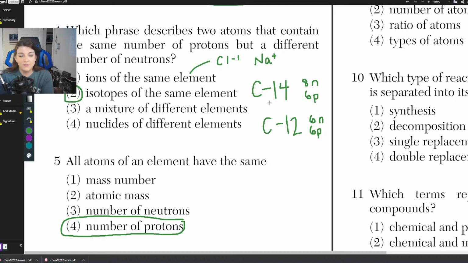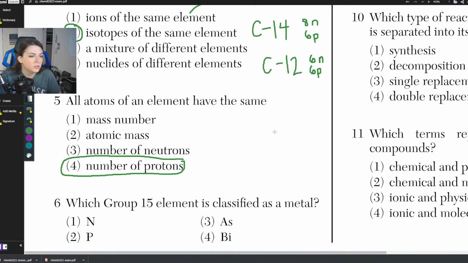They absolutely have to have the same number of protons. The atomic mass is kind of a weird answer choice there, mostly because the mass on the periodic table represents the average carbon out there in the world.